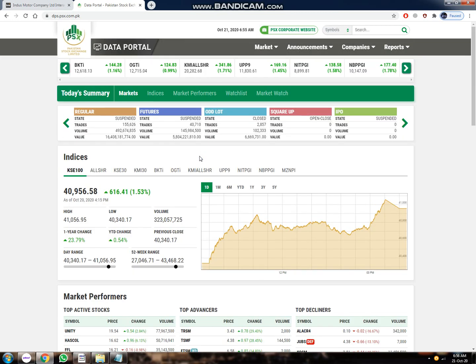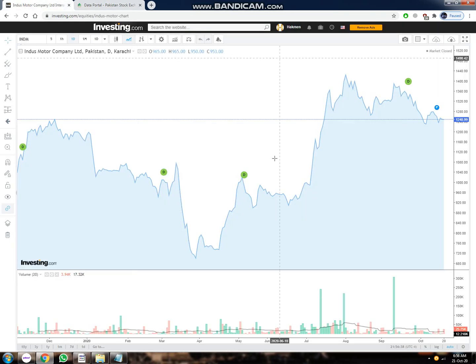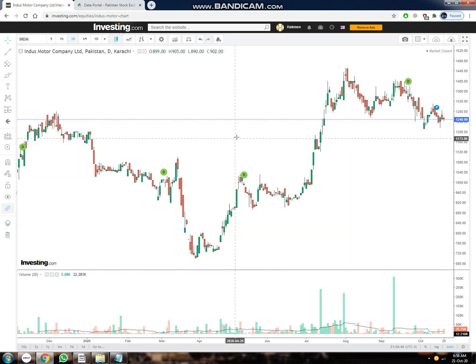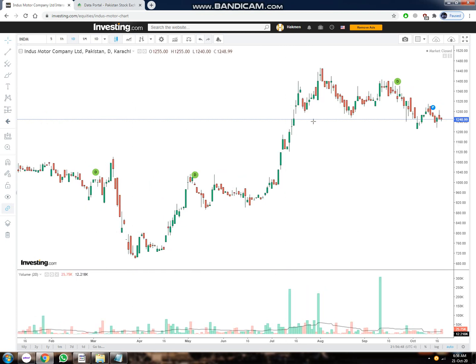It is only of Pakistan Stock Exchange. But on investing.com, you can search any stock here. Stocks, ETFs or bonds, anything you want. And as you can see, I've turned these into candlesticks. Now these have appeared as candlesticks.